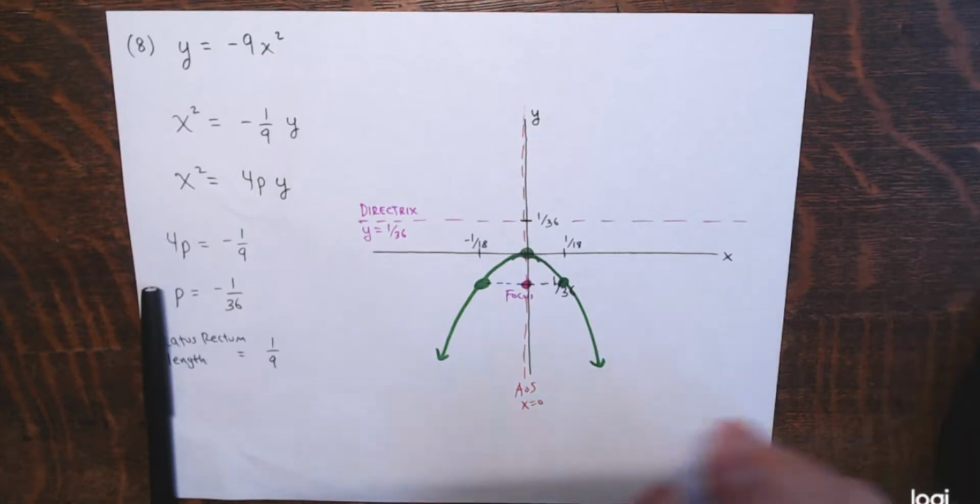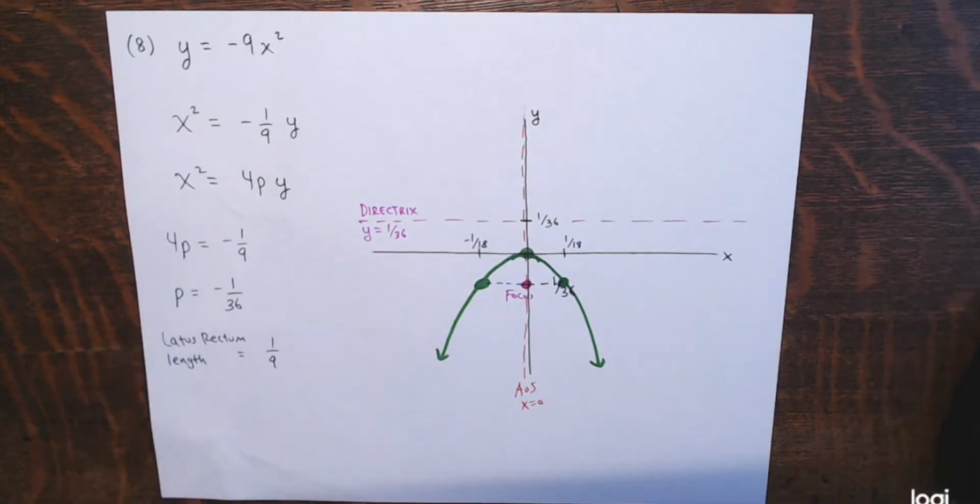Alright, and that's it. That's all I got for you today. So I'm hoping that watching me do these 8 examples here help you out in some way when you're asked to graph parabolas whose vertex is at the origin on your own. And thank you very much for watching.